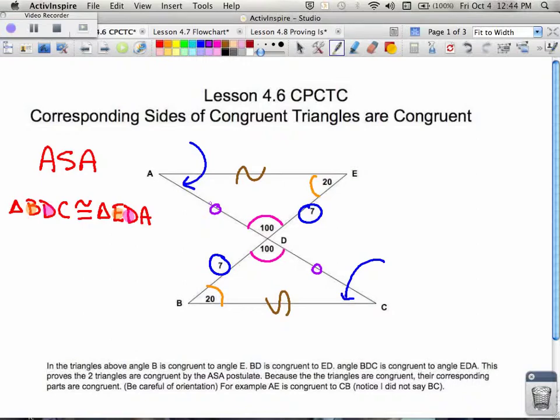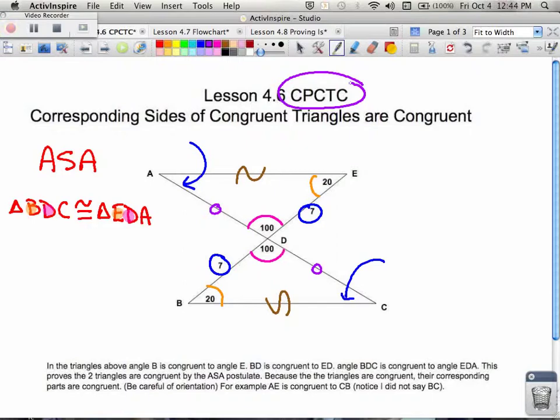This phrase up above here, CPCTC, stands for corresponding parts of congruent triangles are congruent. And so the goal is to show that two parts later on in these two congruent triangles are congruent. So you find a way to match up the two triangles using some of the postulates that we talked about earlier, like side, side, side, side, angle, side, or like in the current one, angle, side, angle.